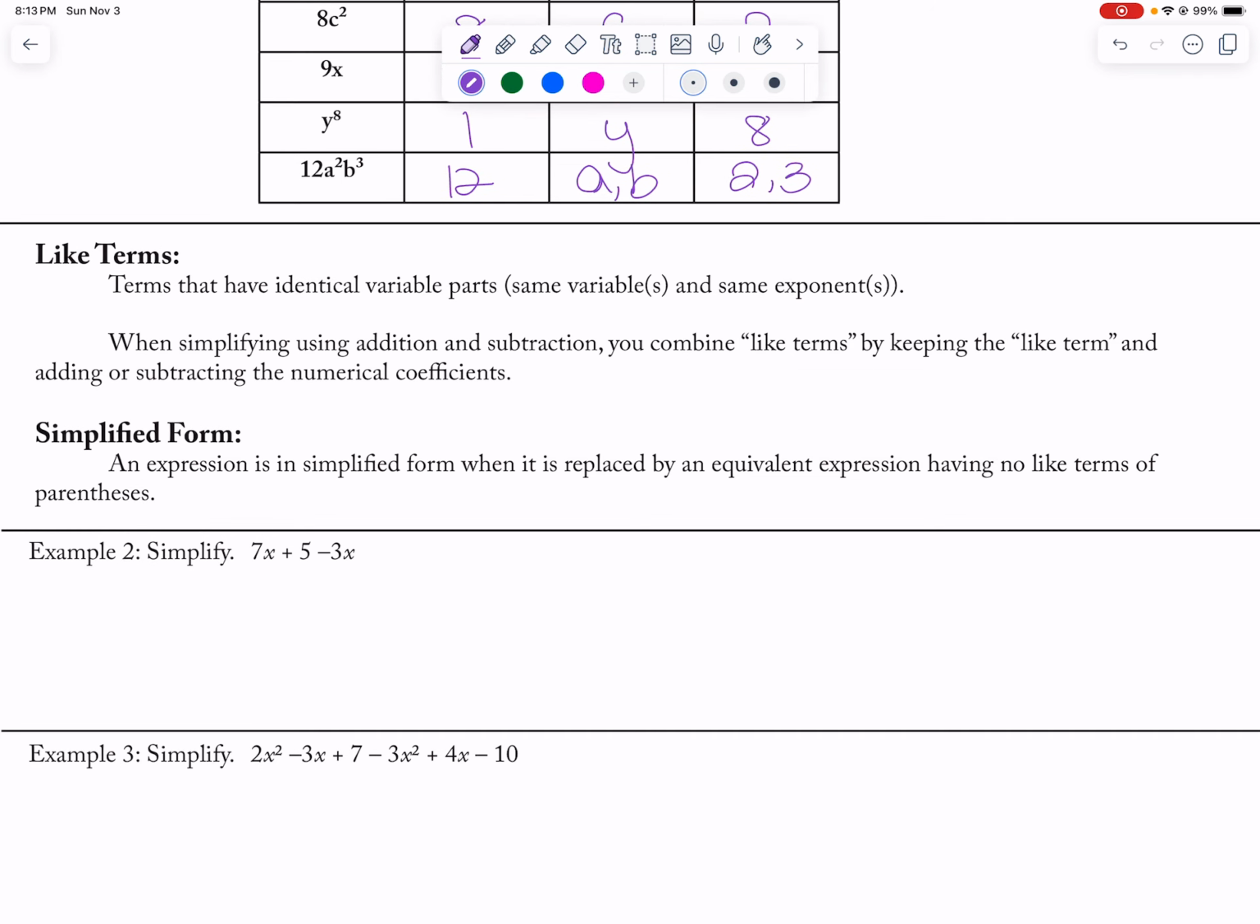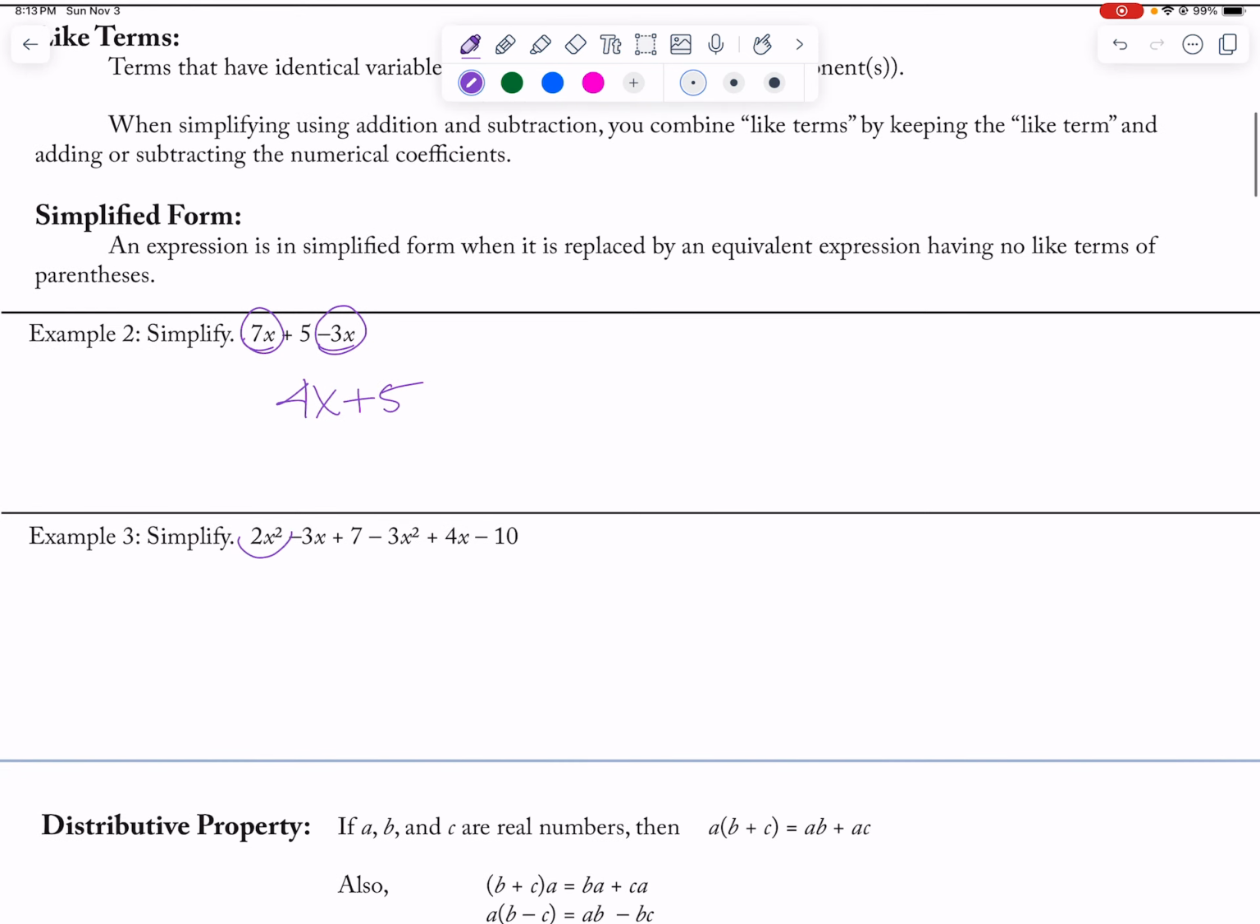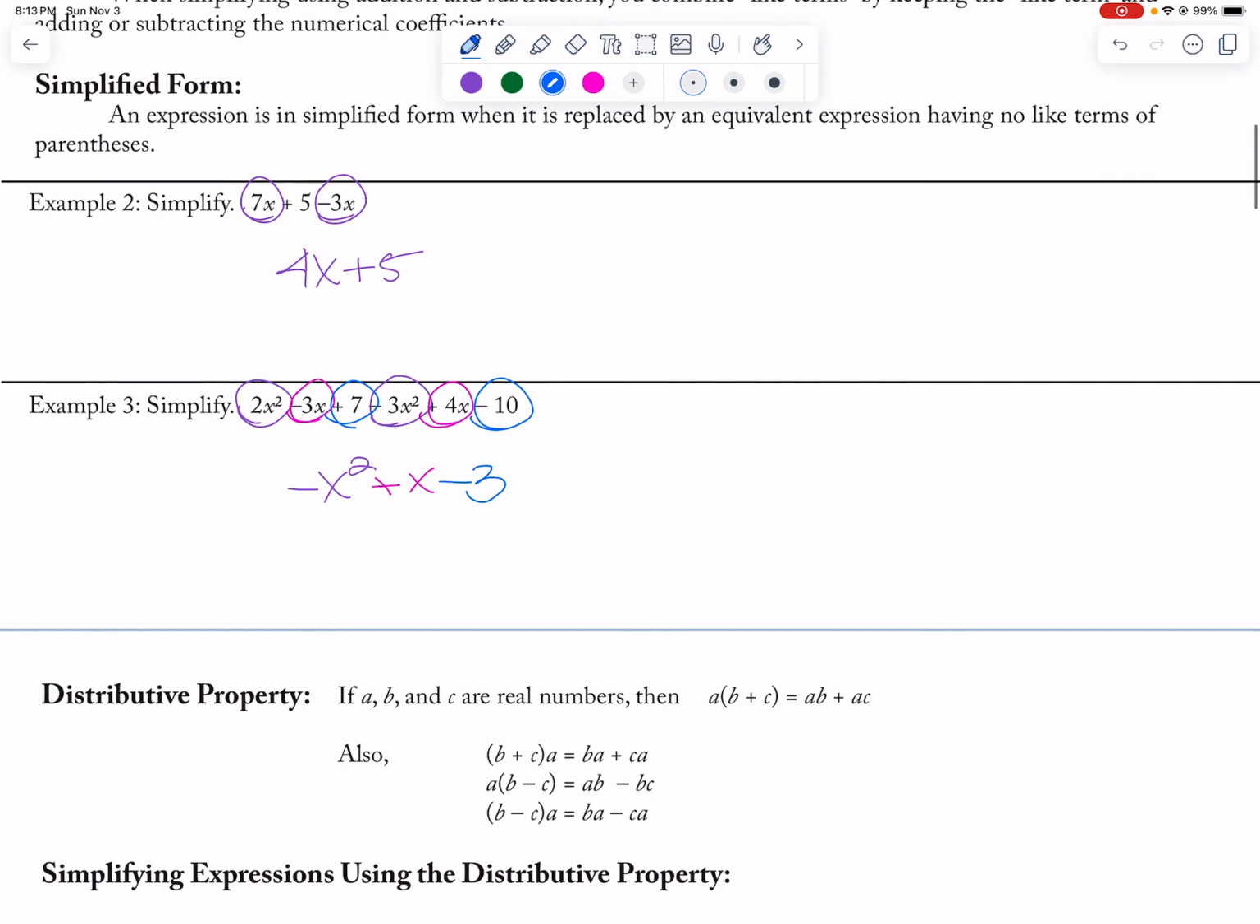Okay, so when I look here, I have a 7x and a 3x, and that gives me a 4x. And then there's no other number terms by themselves, so that's just a 5. Here I have a 2x squared and a negative 3x squared, which gives me a negative x squared. And a negative 3x and a 4x gives me a positive x. And then a 7 and a negative 10 gives me a negative 3.